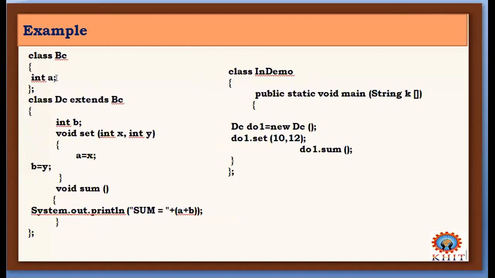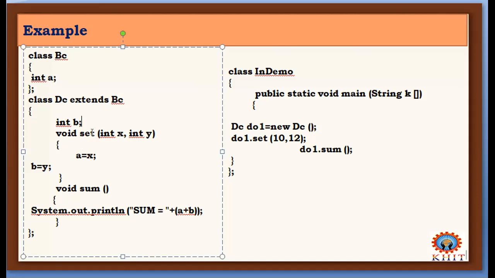That's a small example. This is a class BC. In that we have a variable a, and there is a class BC which extends BC. That means a can also be used here. And the derived class specifically contains a member called b. Okay. And we are writing a function void set.